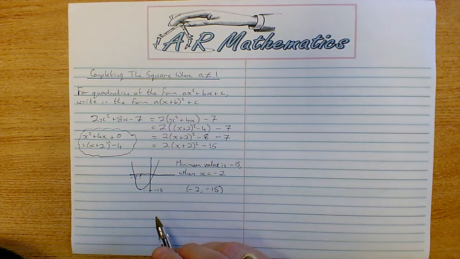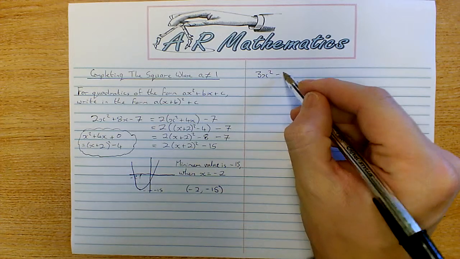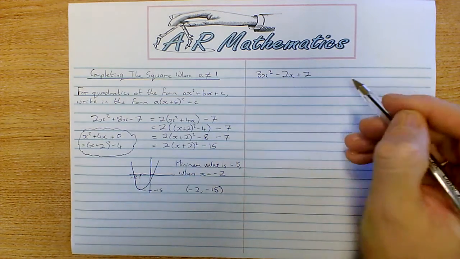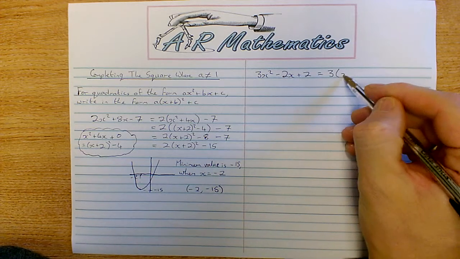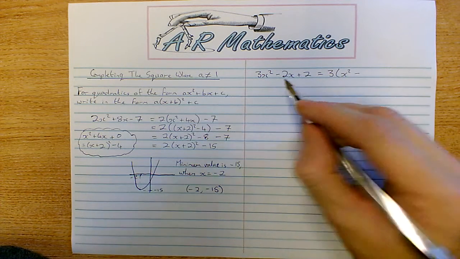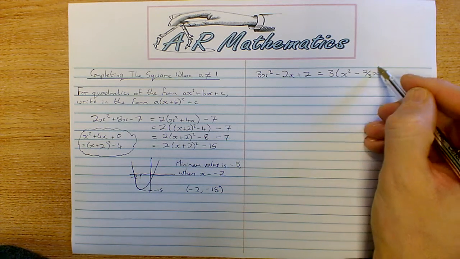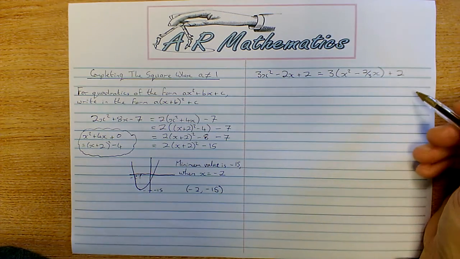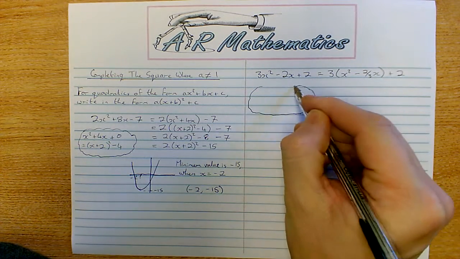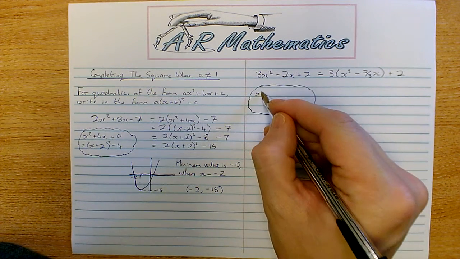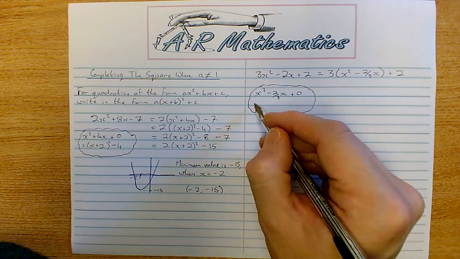Okay, so if you try another example, let's try 3x squared minus 2x plus 2. So the first thing I'm going to do is take 3 out as a factor, so I get 3 lots of x squared minus, okay, this doesn't go in nicely, so if I divide it by 3 I get 2/3 of x, and then I have a plus 2 at the side. So I'm going to complete the square on the bit in the bracket, so I'm going to make a nice little section over here. So that's x squared minus 2/3 x plus 0.